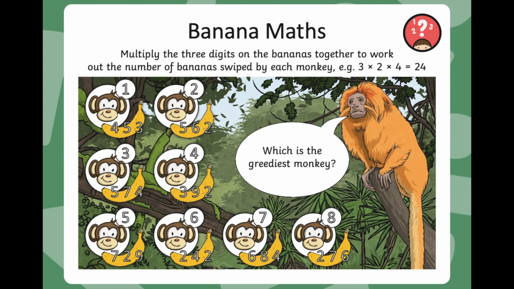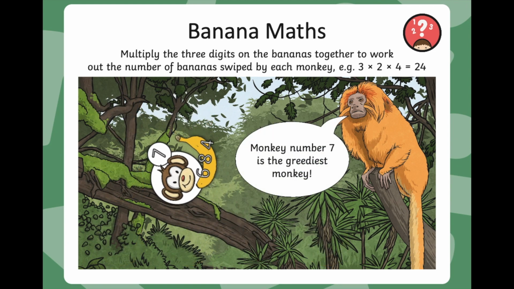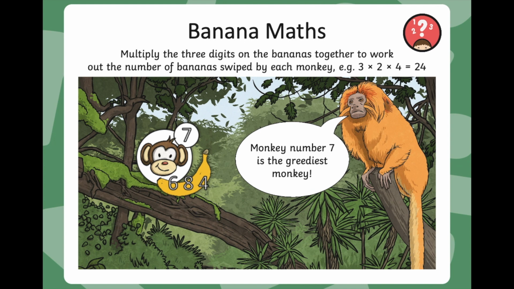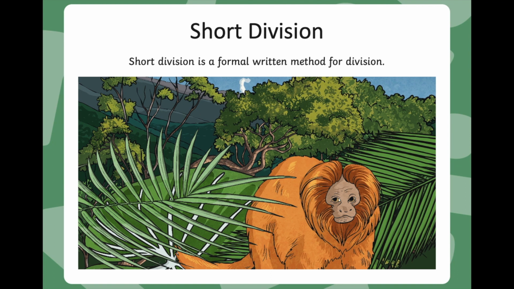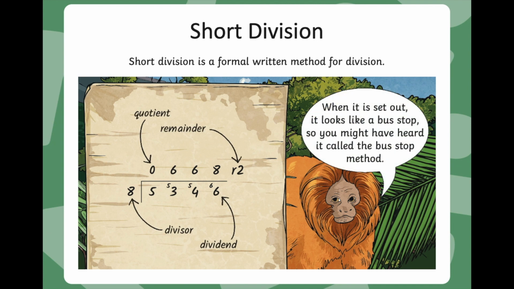How did you do? Hopefully you got that number 7 is the greediest monkey because 6 times 8 times 4 is 192. Short division. Short division is a formal written method for division. So just a reminder of what we looked at yesterday, we've got our dividend, which is the number that is being divided, our divisor, which is what it's being divided by, our quotient, which is the answer and the number of equal parts, and our remainders if there are any. When it is set out, it looks like a bus stop, so you might have heard it called the bus stop method, and I know my class has, and I imagine that Neptune and Jupiter classes would have as well.